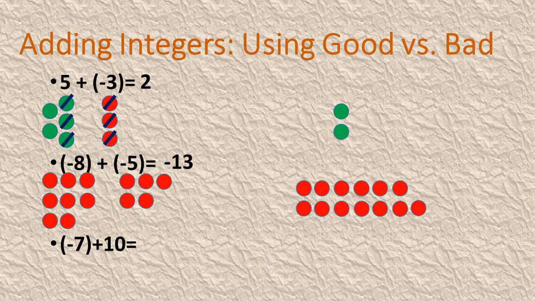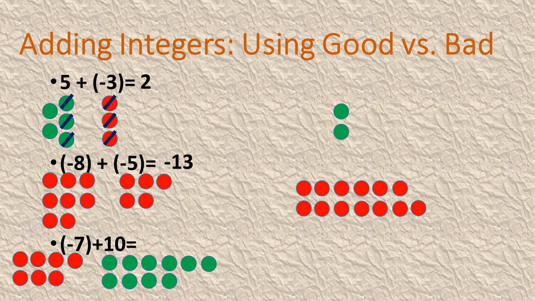This last example, we have 7 bad. And then we're going to add to it 10 good. And so our good cancel out our bad. And so we go through until we run out of one, either all good or all bad. We run out of them. So as we start to cancel, we see that we still have 3 good ones left. So we have 3 positives. So that's the first strategy that we're going to look at.